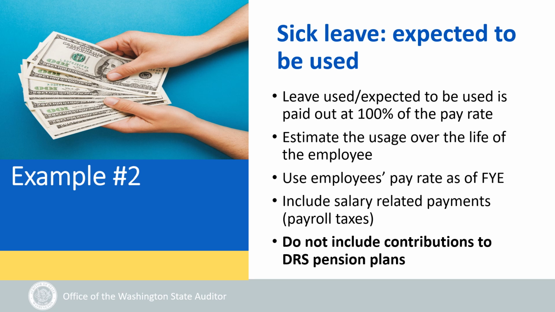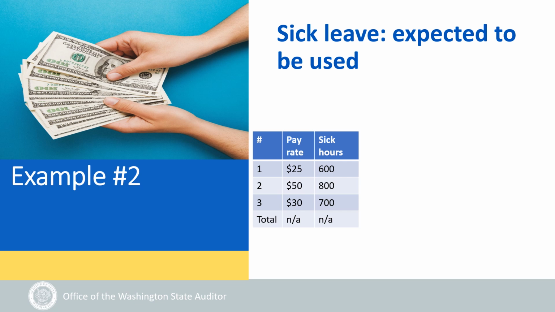This part should look familiar because it's the same process as our last example. Sick leave to be used will be paid at 100% of the pay rate. We start by estimating how many hours the employees will use. Remember to include salary-related payments, but not DRS contributions. We start with pay rate and total sick hours for each employee. Now we estimate how many hours they will use.